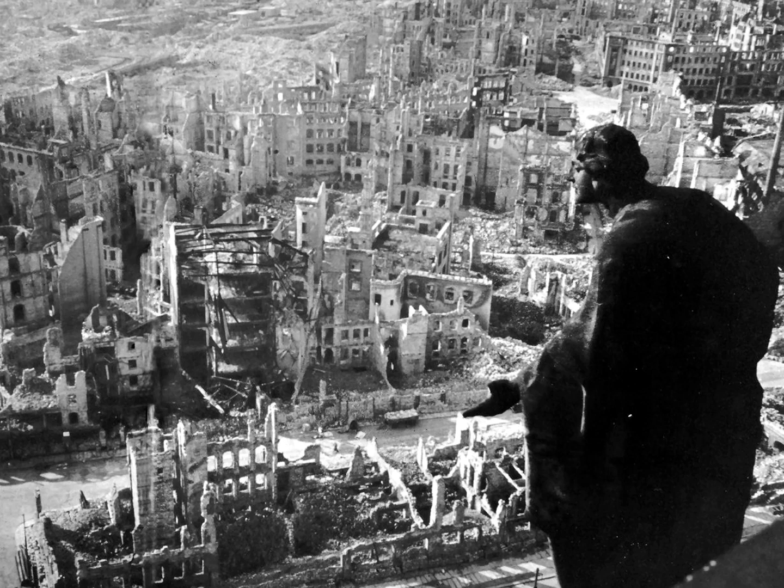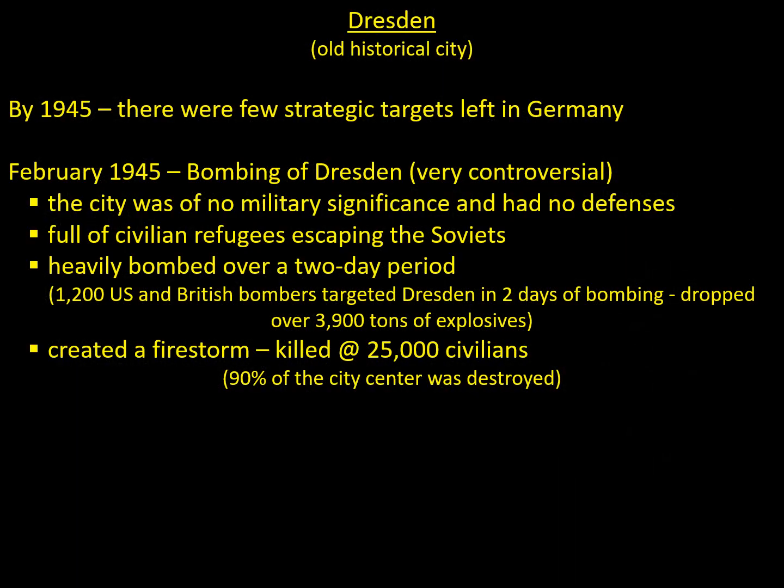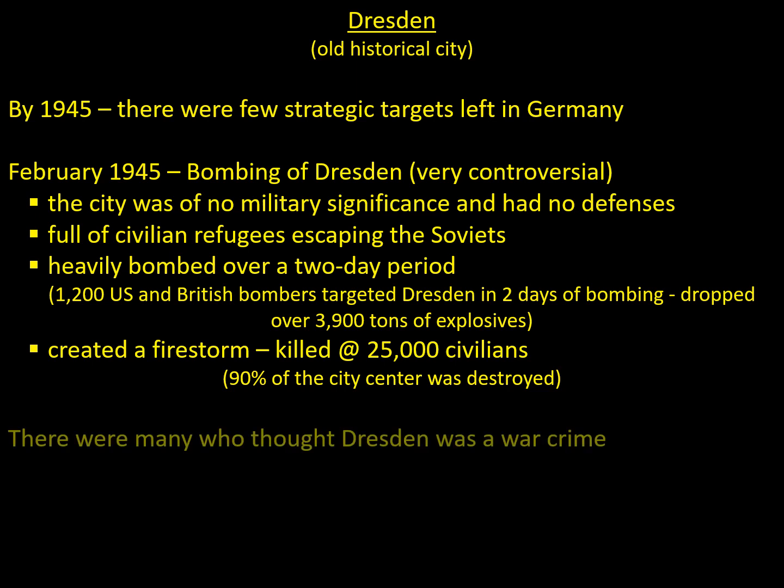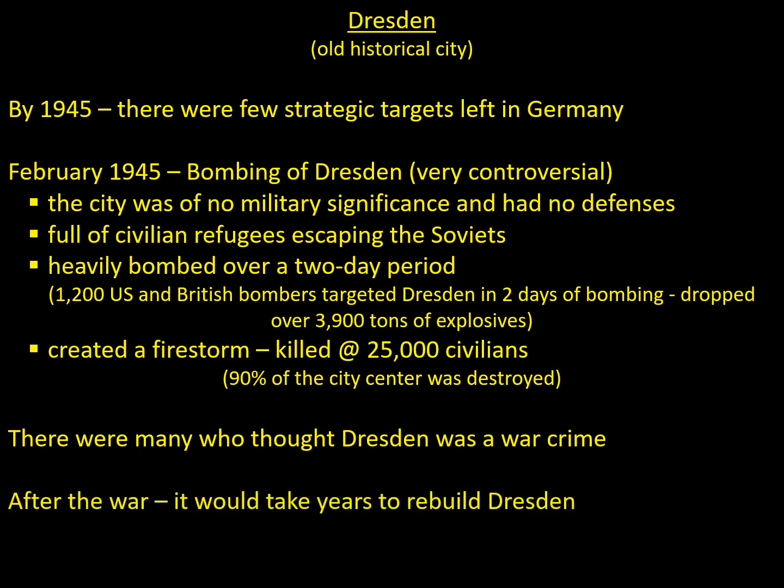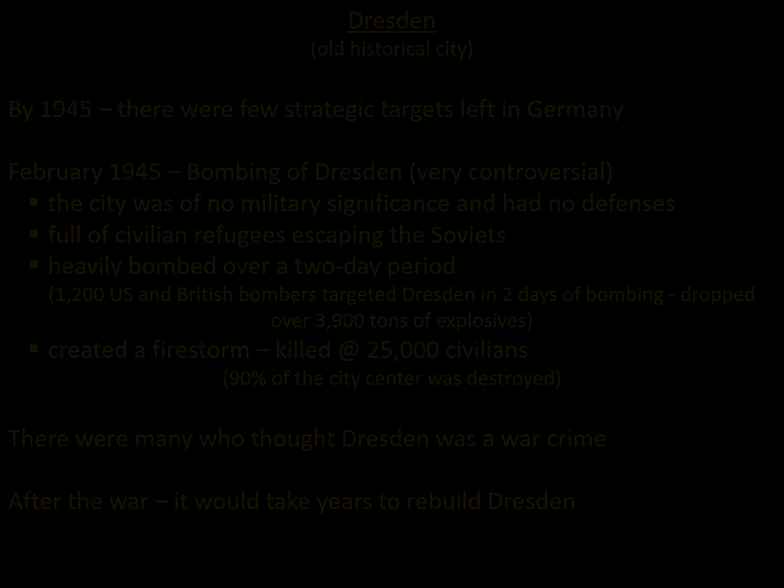This was a picture taken from the City Hall. It's been used a lot of photographs of the Dresden bombing. The statue on the right, it's like it's looking down saying, "Why was this done?" This is the Dresden Frauenkirche, in English, Church of Our Lady. It was built in the 1700s in Dresden. There were many who thought Dresden was a war crime. After the war, it would take years to rebuild Dresden.